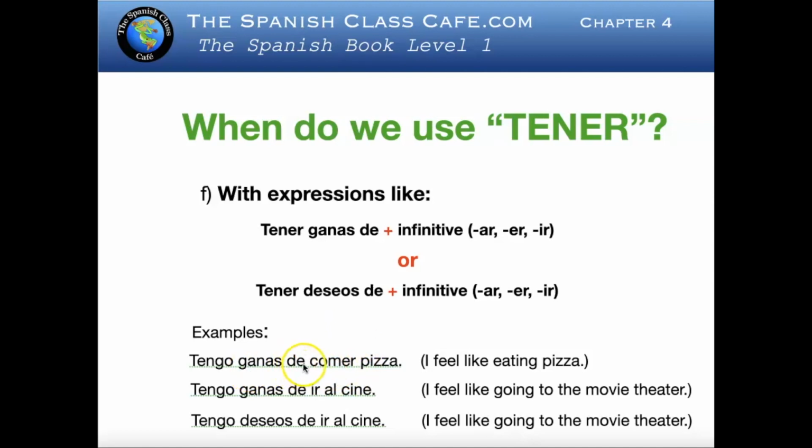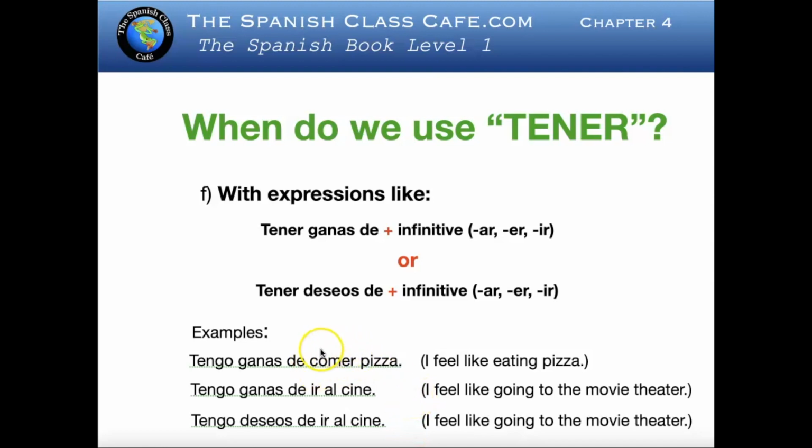Now tengo ganas de, you have a preposition here. Remember, in Spanish there's a rule that after prepositions there is always an infinitive that follows. You need a verb. It will be an AR, ER, or IR. And that's why I say tengo ganas de comer, o tengo ganas de ir al cine, o tengo deseos de ir al cine is the same. I feel like going to the movie theater.